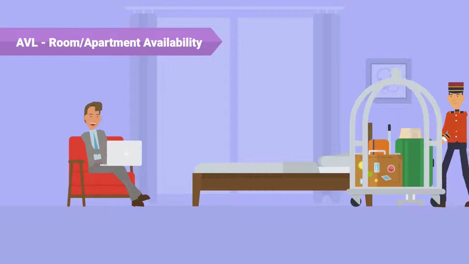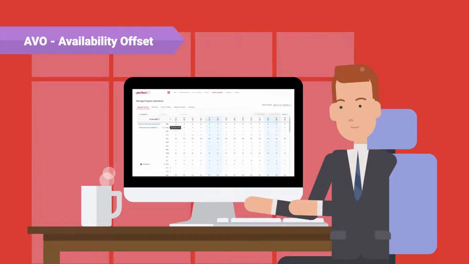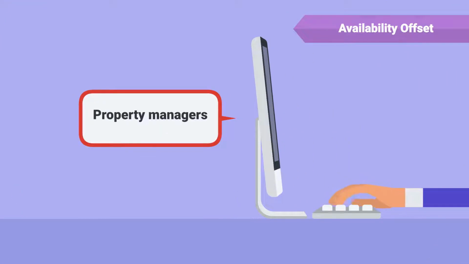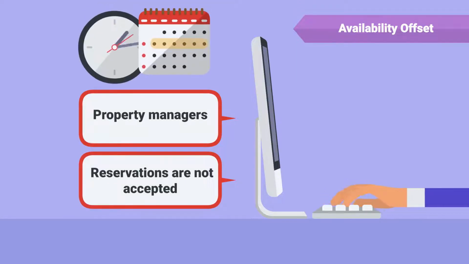AVL, room or apartment availability. AVO, availability offset. By setting an availability offset, property managers can ensure that reservations are not accepted during the specified time frame.